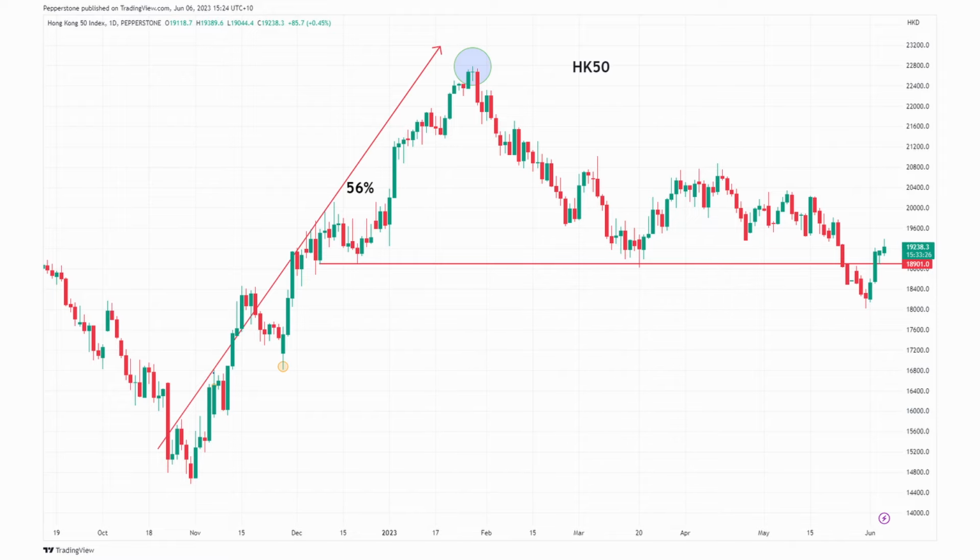Well, if we take a step back, I think we saw between November and early this year a 56% rally in the Hang Seng. So clearly the market was coming off a very high base. Then on the 27th of January, we started to see sellers emerge and we saw a peak in the Hang Seng. It's really been one-way traffic since that point.